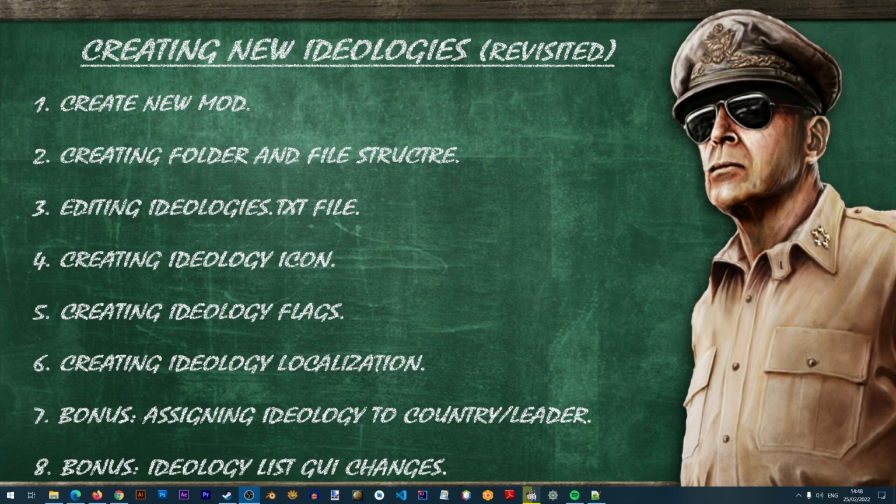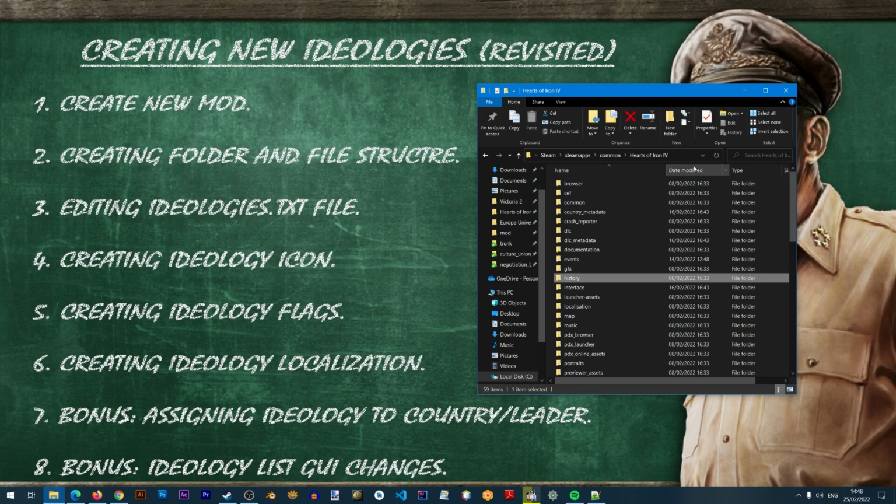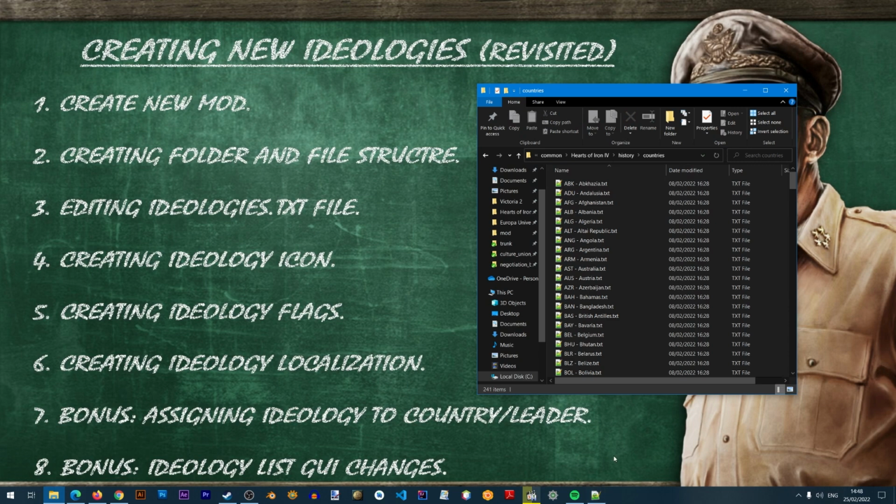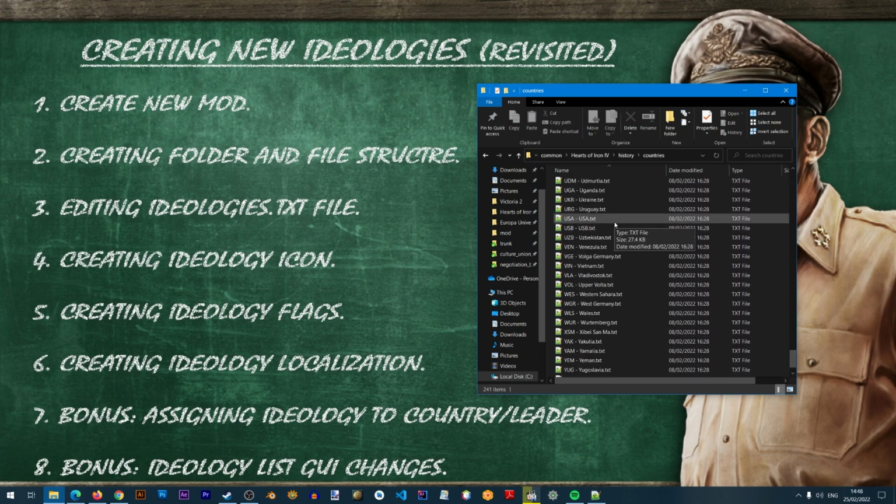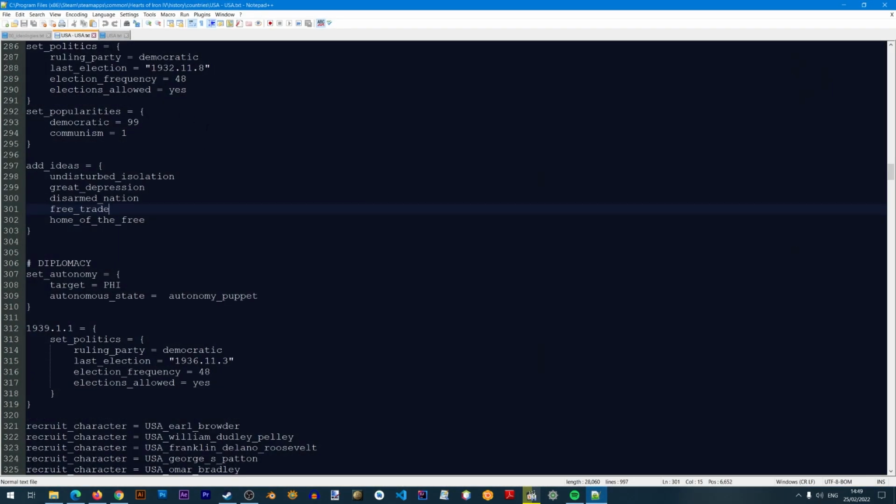So to do that, I will need to open the country history file. And that one is located in Hearts of Iron 4, History, Countries. And in here, we will need to locate the United States file. Now, obviously, if you are creating a mod, you will need to copy this file to your mod with this path preserved. So you will need to create a history folder, a countries folder, and then put the USA file in there. So I already have this file open in here.